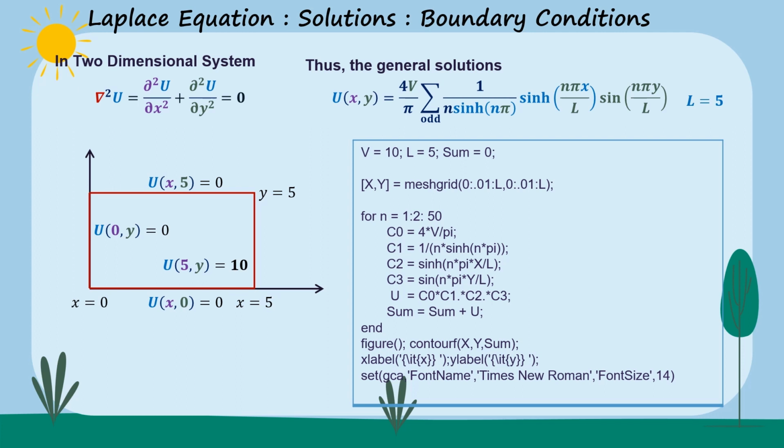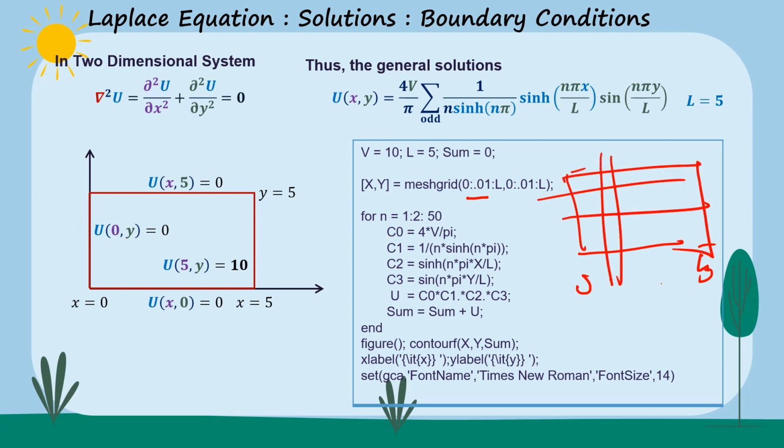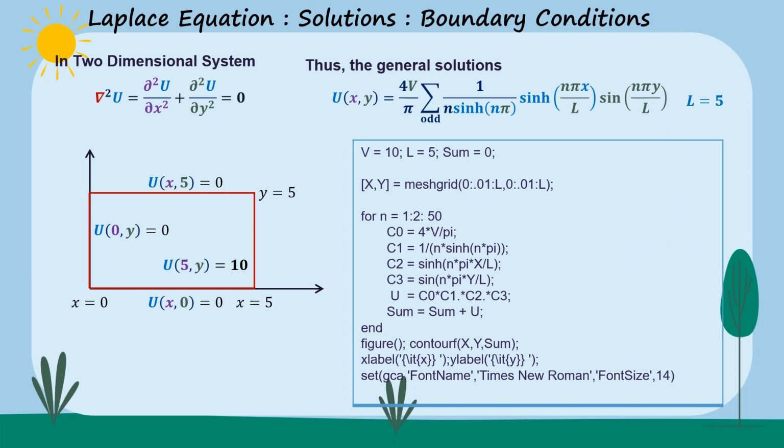And we create a mesh grid from 0 to L with an increment size of 1. So if it is 0 to L, that means 0 to 5, and we divide it by a mesh. So it's a grid, and that's what we performed using this line.